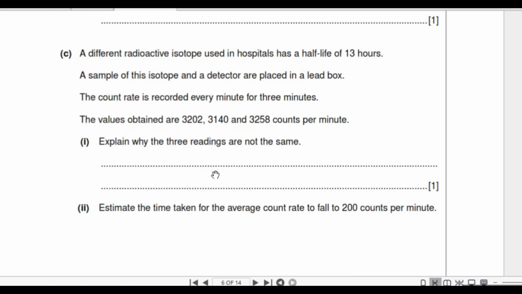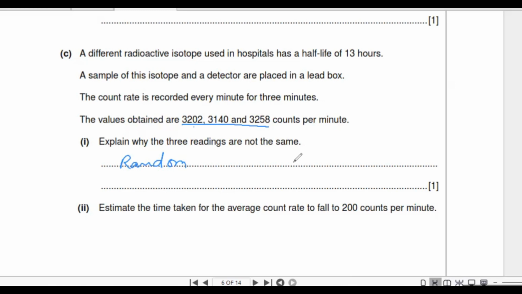Remember, whenever you have this sort of fluctuation in the count rate, it shows the random nature of radioactivity, because emission is not streamlined or smooth. Emission is random. Radioactive phenomena are random.